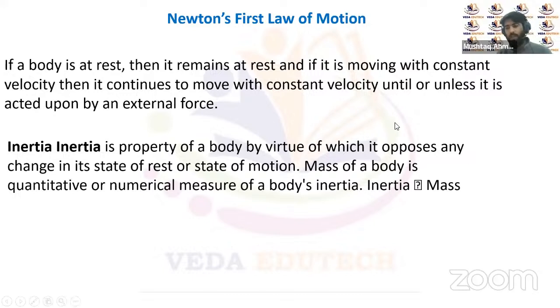So there are certain laws that this force is based upon, right? That we call Newton's laws of motion. Any motion is governed by certain laws, what we call Newton's laws of motion. So we'll try to study each and every law one by one, right?